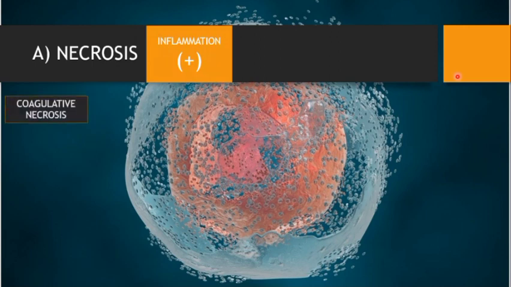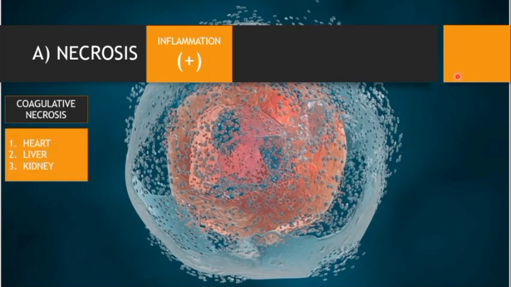There are many types of necrosis. The first type is coagulative necrosis. This is the most common type of necrosis, usually seen in heart, liver, and kidney. So, if the examiner mentions any of these organs, you could think about coagulative necrosis.